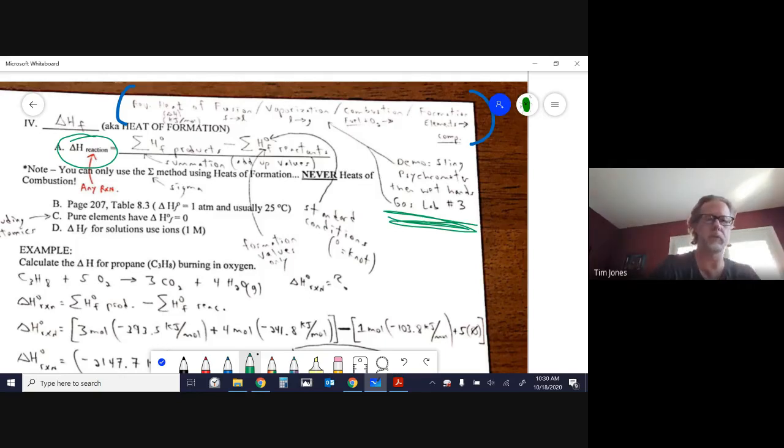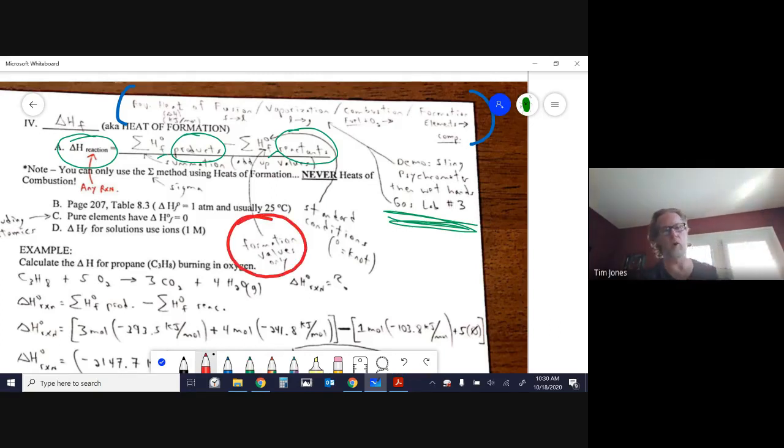And you're always going to do products minus reactants. So again, that's the same thing as saying final minus initial. And notice that it says H with a little f right here and here. That little f means formation. You must use formation values only.